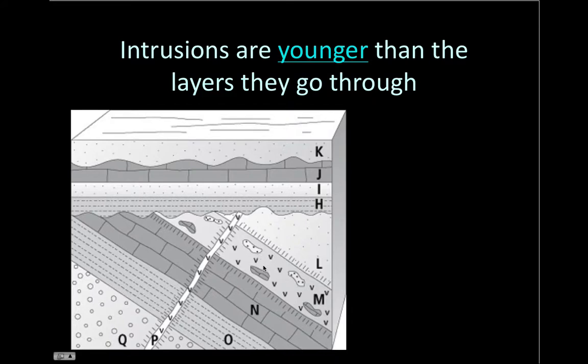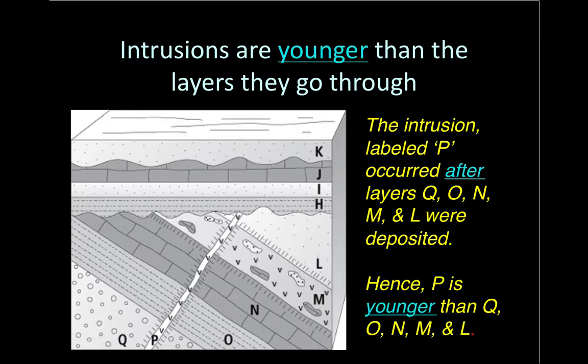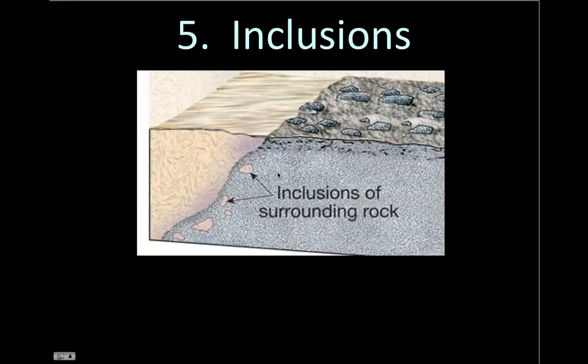Since the dike and the sill don't affect layers H, I, J, and K, this tells us that those came most recently. So the intrusion labeled P occurs after Q, O, N, M, and L were deposited. So P would be younger than those things. But again, you could also use cross-cutting to say what an igneous intrusion or a fault doesn't go through. What it doesn't go through should be something that formed the most recently.